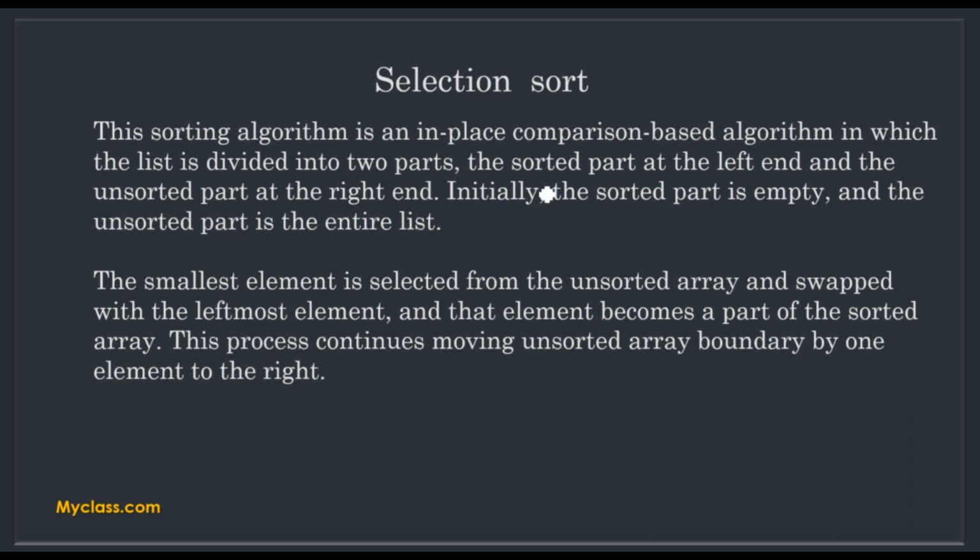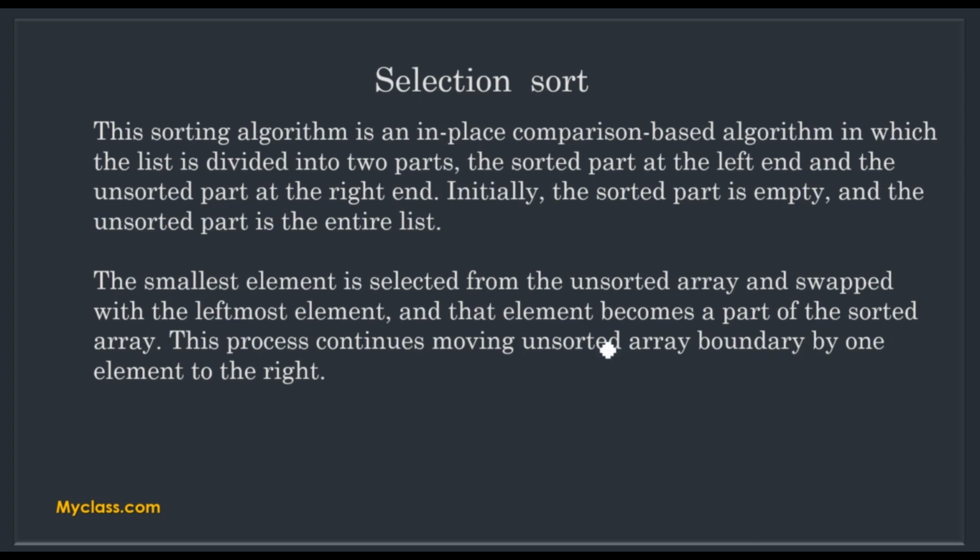The list is divided into two parts: the sorted part at the left end and the unsorted part at the right end. Initially the sorted part is empty and the whole list is in the unsorted part. Then selection sort starts: we compare all the elements, find the smallest element in the unsorted array, and swap it with the leftmost element.